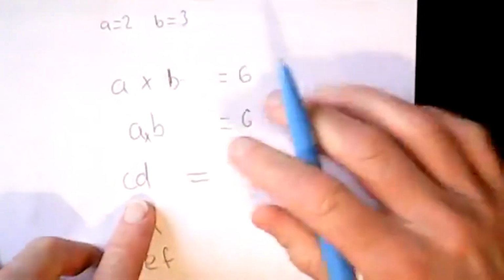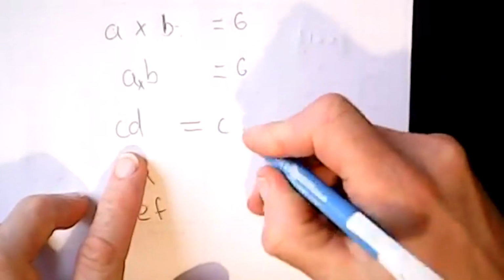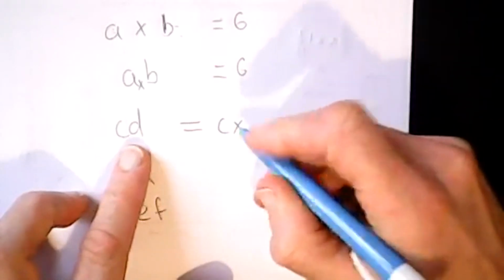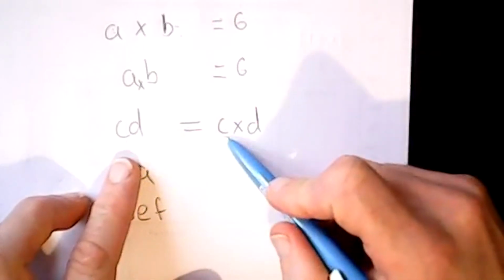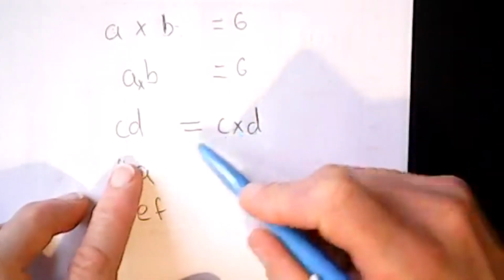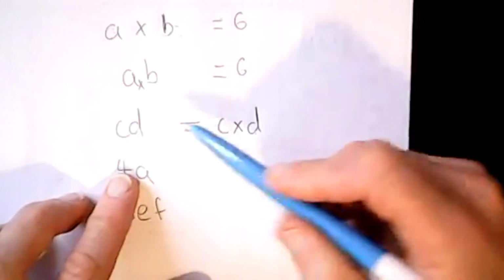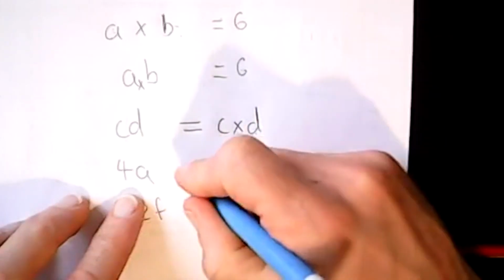Again, another idea here, cd, what's going on? We don't know the values of c and d, but we can actually figure out what would be going on with these two numbers. And that would be whatever number c is times whatever number d is. Again, a letter next to a letter, we always put a times in.